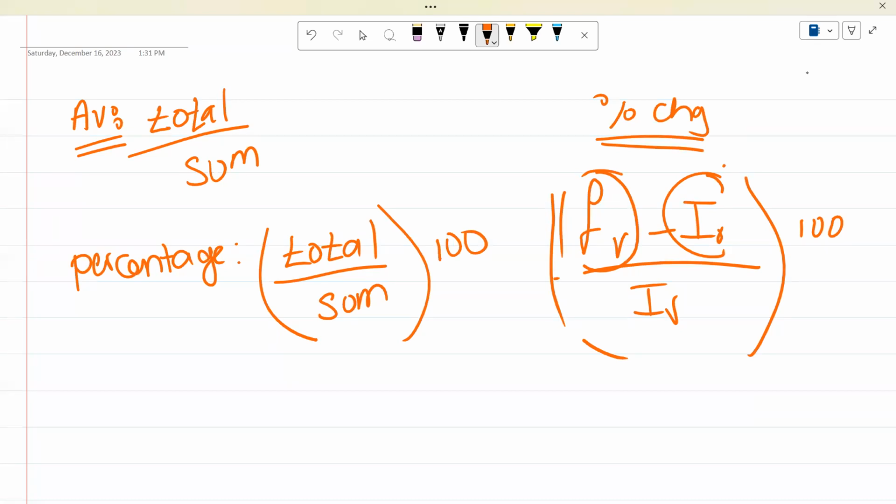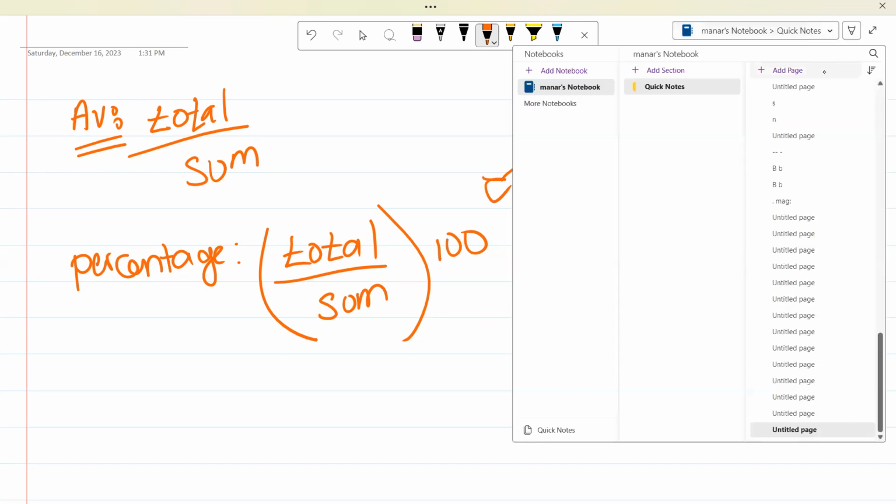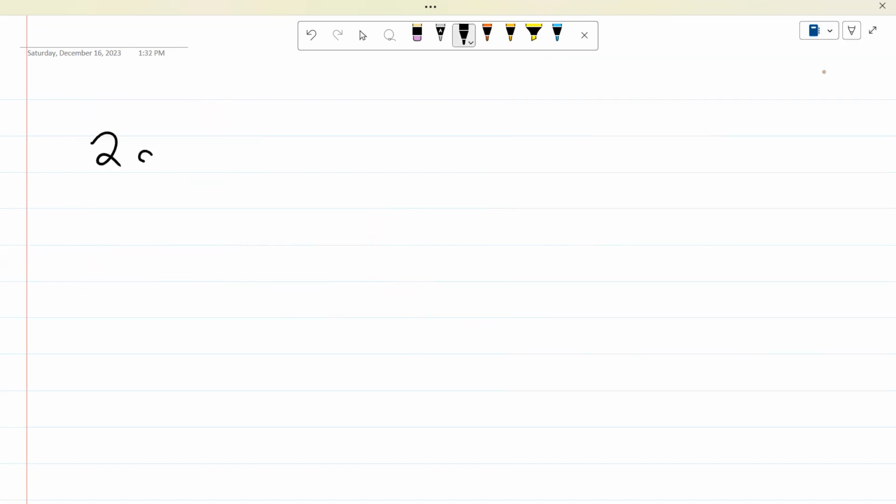And please read the question. You will know from the question which is the final and which is the starting value. Very good. Now also please read the question, because if they tell you to give an answer to 2 decimal places, it is different.